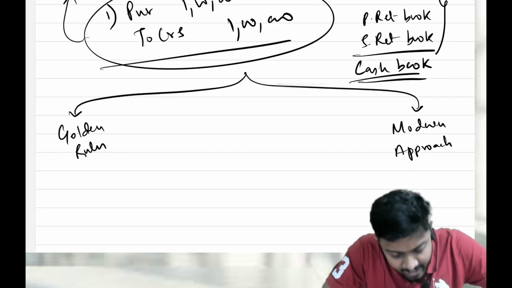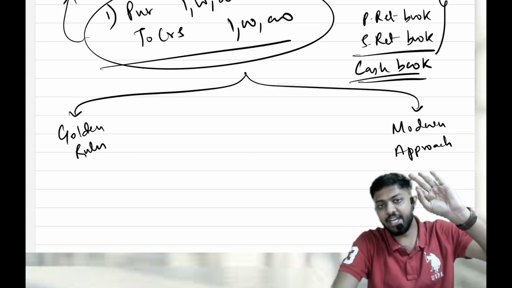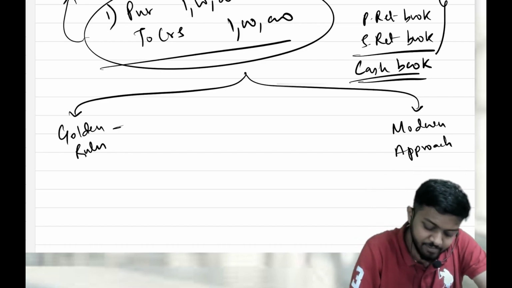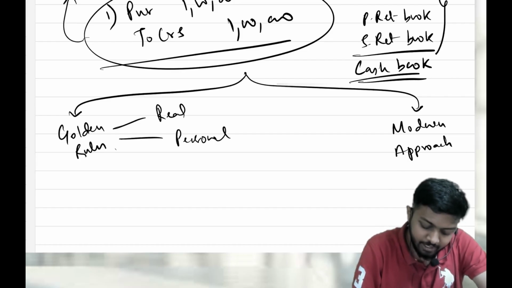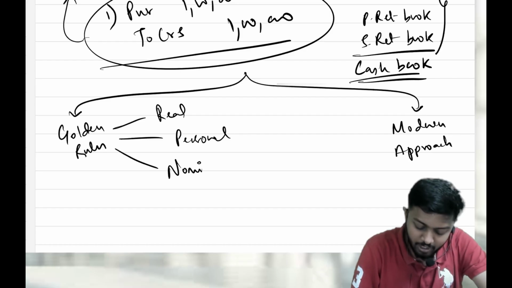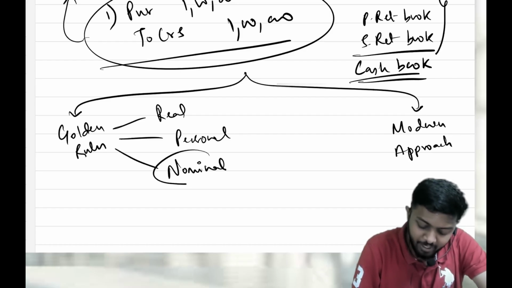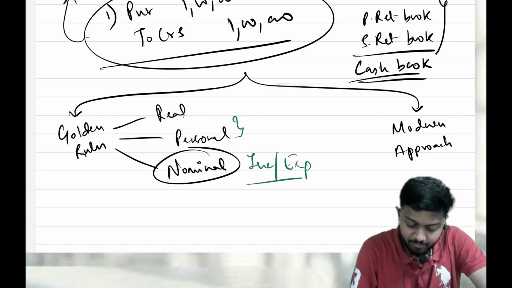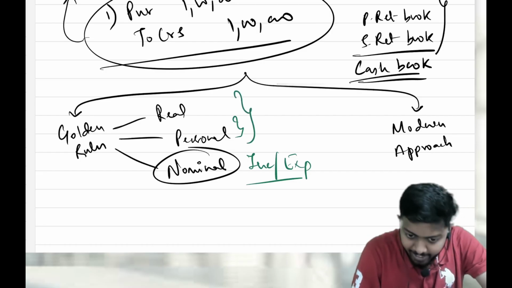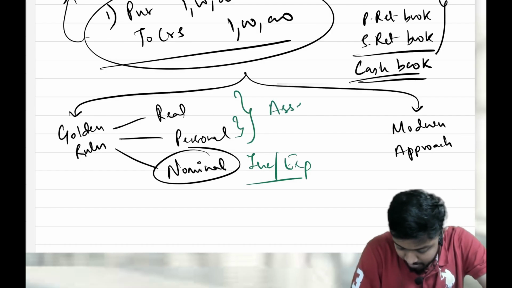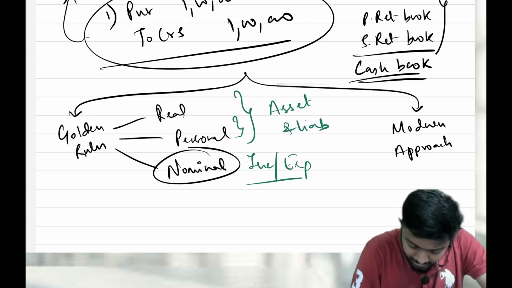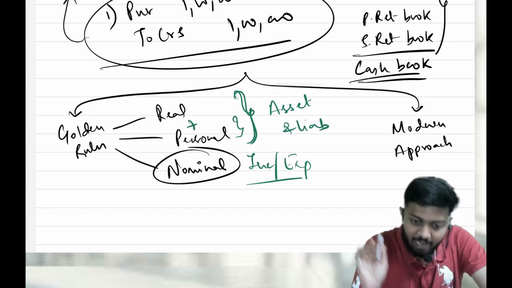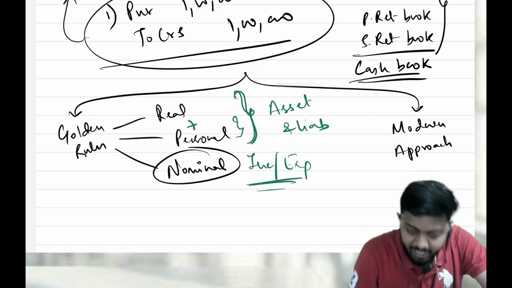Golden rules tell that you can classify any account into three types. What are those three types? Real, personal, and nominal account. Very simple. All the income and expense accounts will be treated as nominal accounts. Then what will come in real and personal? Combined, all the asset and liability accounts will come. Real plus personal, only assets and liabilities can come. In nominal, only income and expense can come.